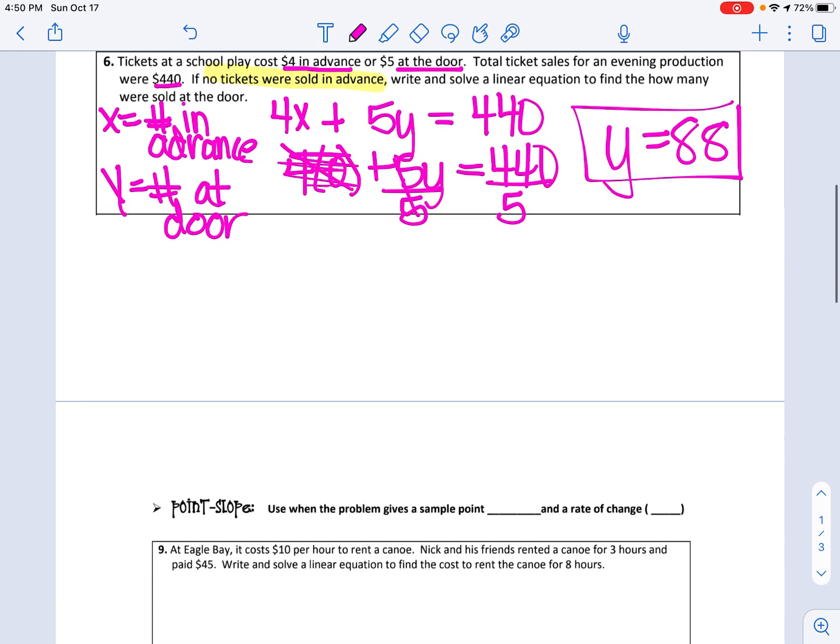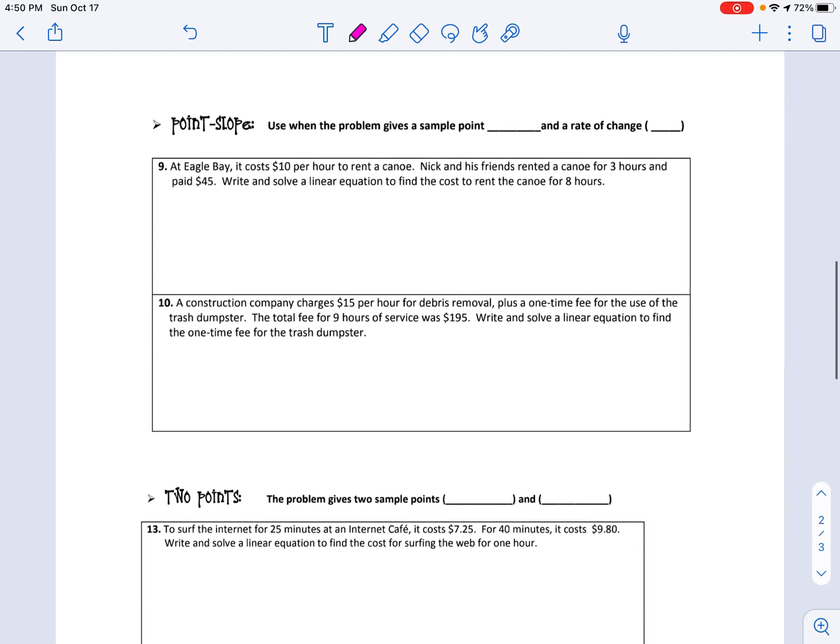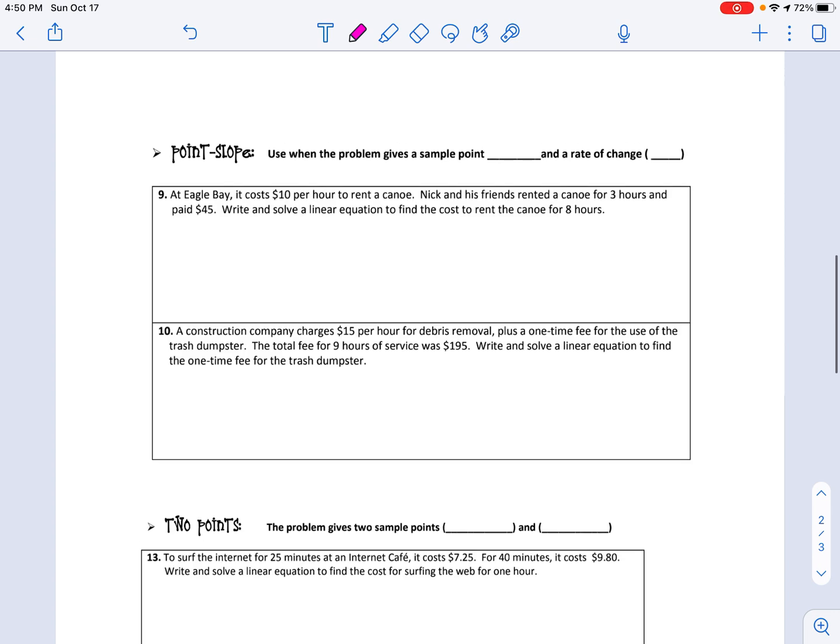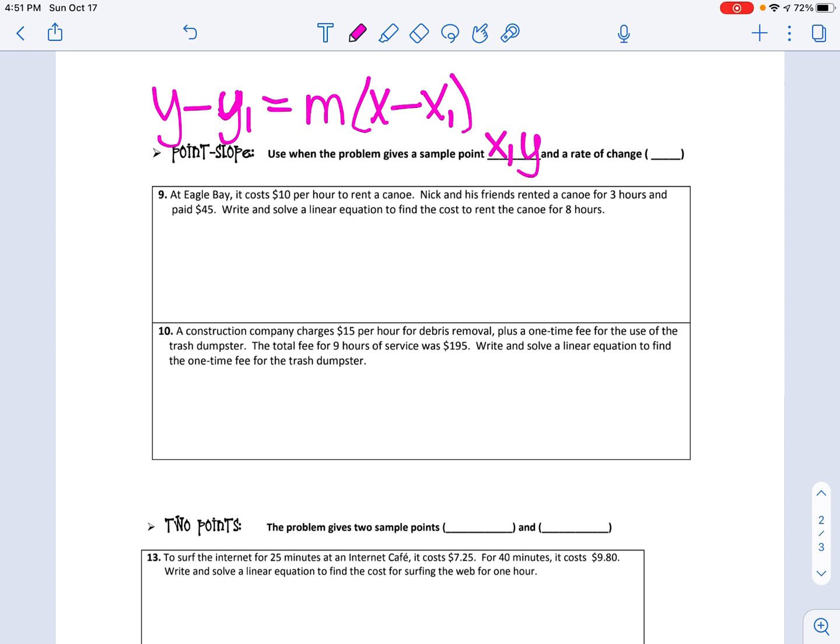Okay, the next type of equation is point slope. And you're going to use the point slope equation, which we learned this week, which is y minus y1 equals m times x minus x1. We're going to use that form when they give us a sample point, x1 and y1, and a rate of change, or the m. So let's look at this example.